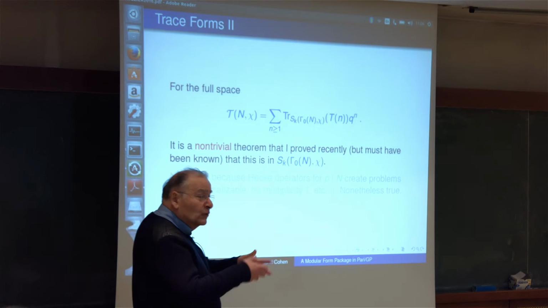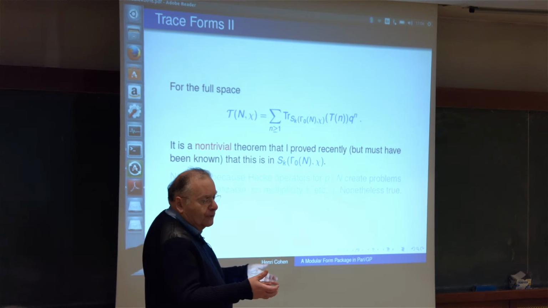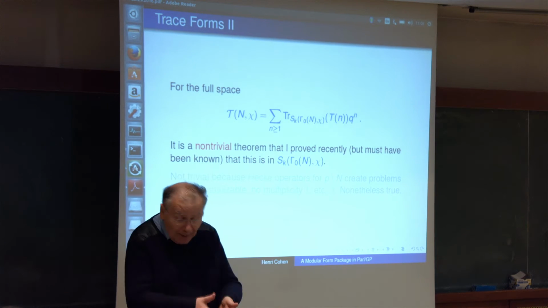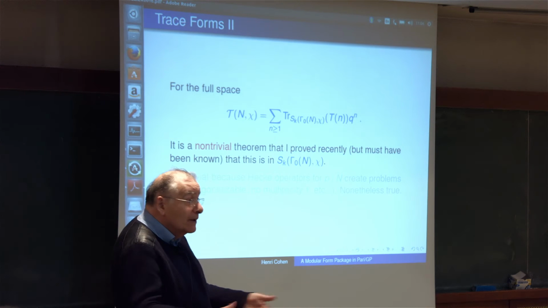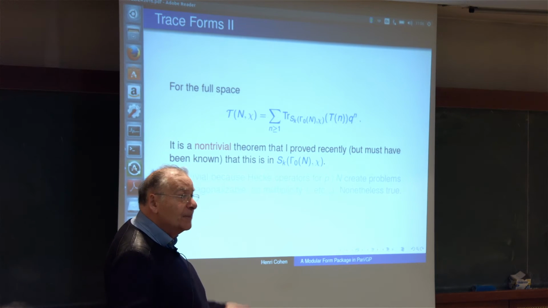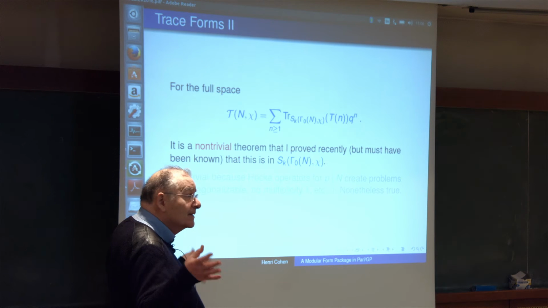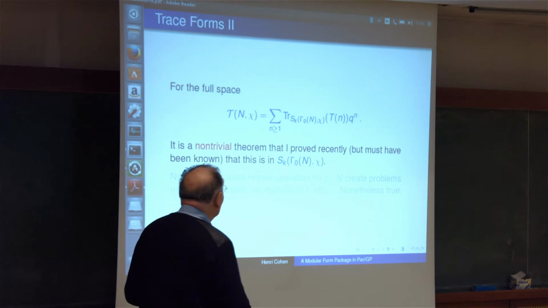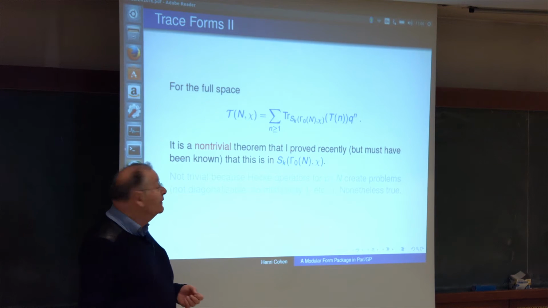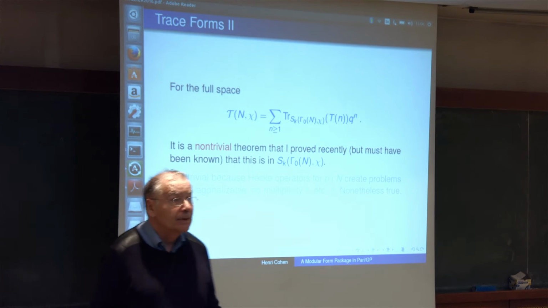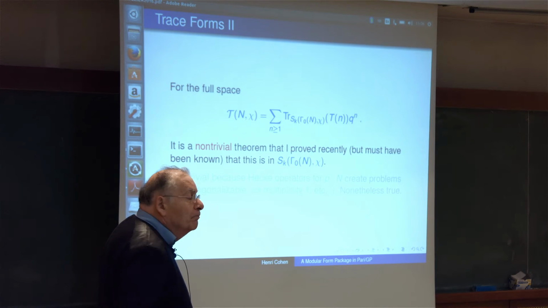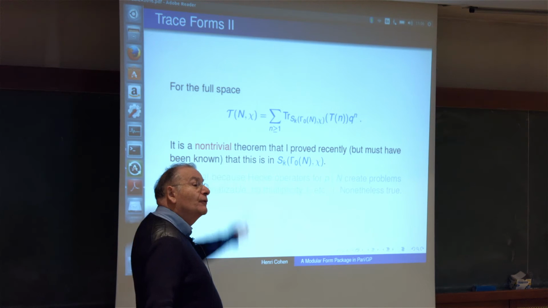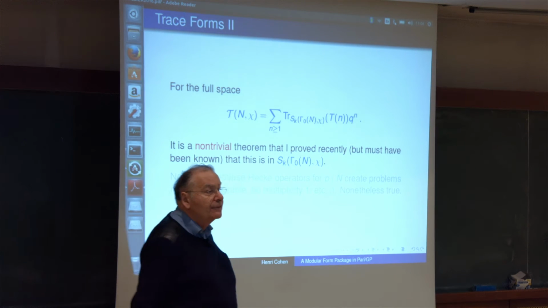So if you try to copy what I call the trivial proofs in the preceding cases, this is certainly not the sum of the eigenforms, because it's not true that in the full space there are eigenforms for all the Hecke operators. I mean, you have to exclude the Hecke operators for p dividing n. But it is a non-trivial theorem, which I proved last month or two months ago. Must have been known, but I've not seen it in the literature. This is a modular form in the whole space, of course.